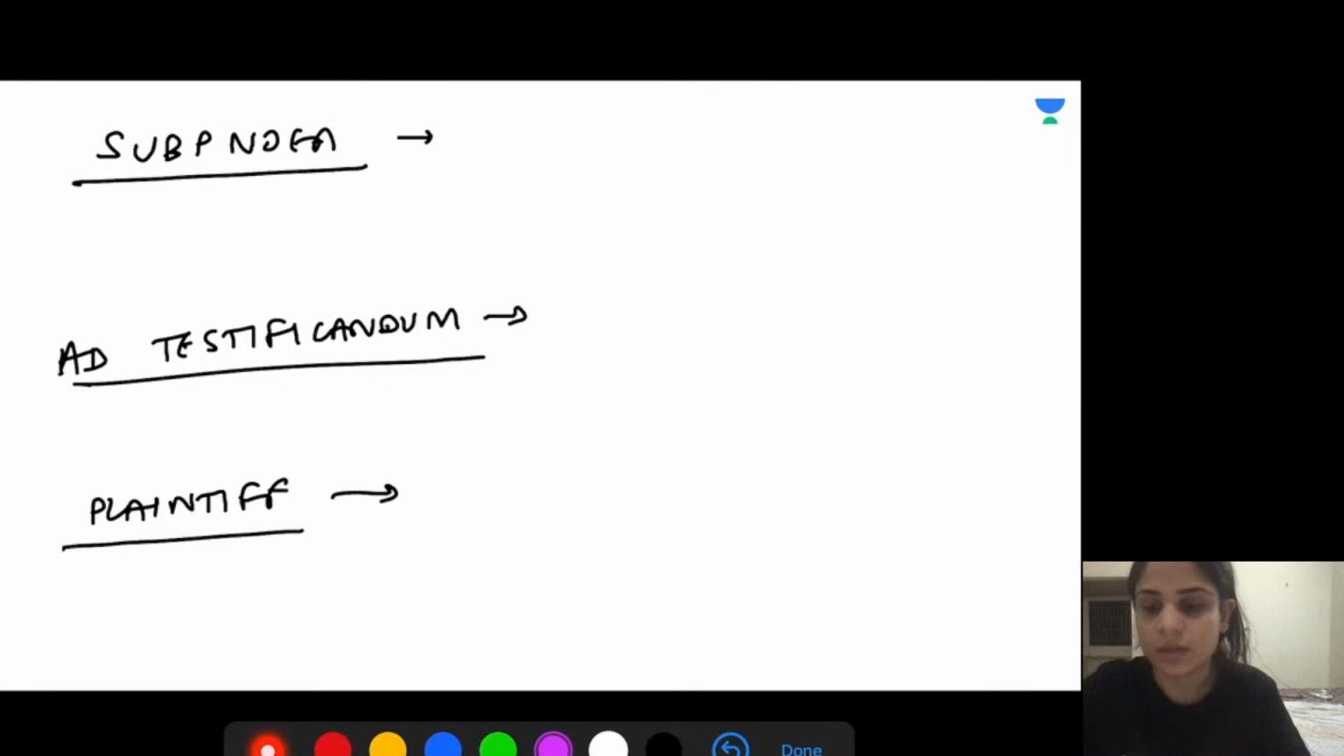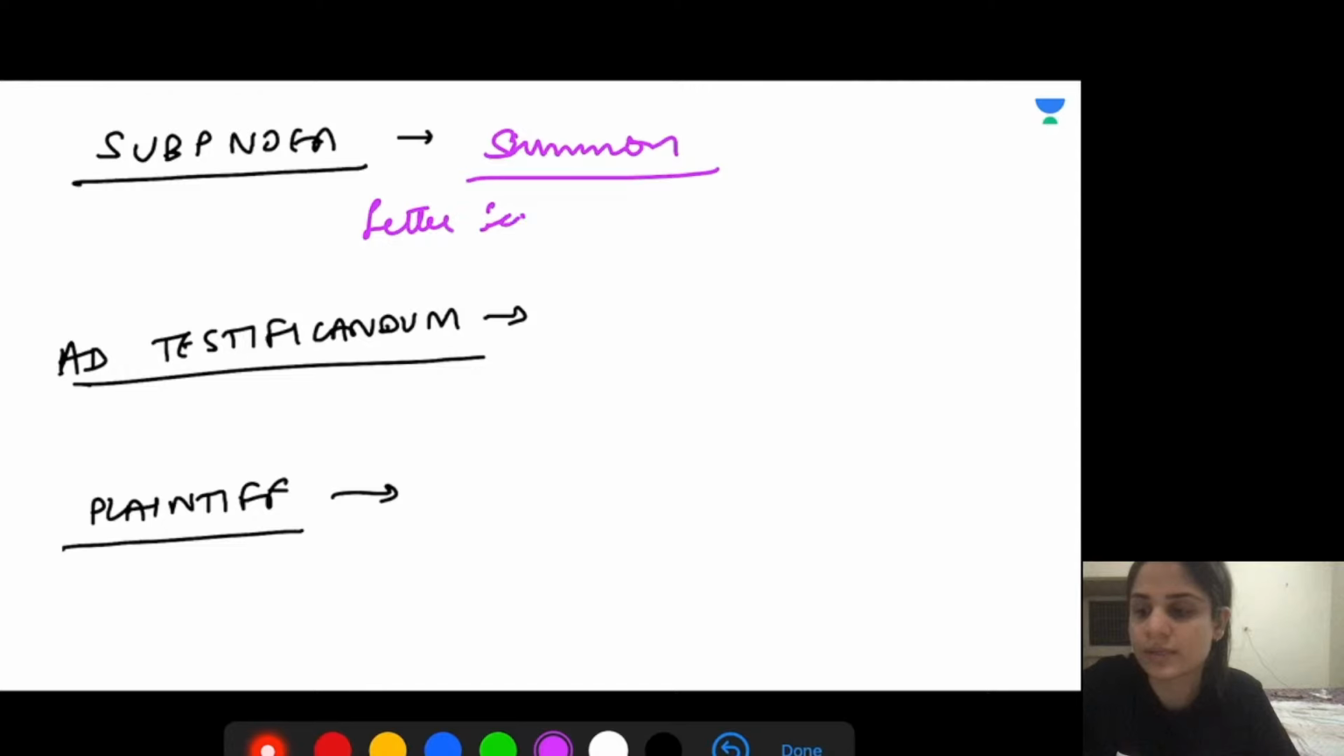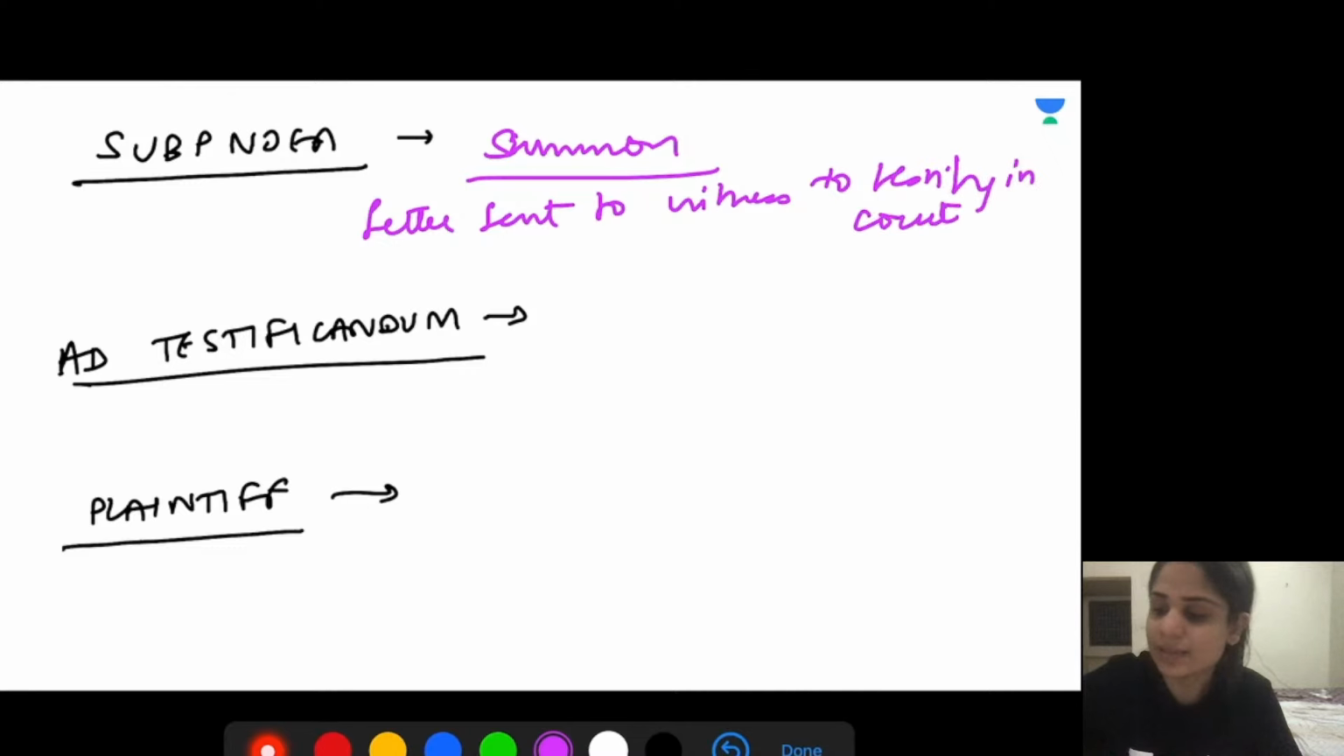They will ask you what ad testificandum means, and they'll give you 4 options: expert witness testifies, common witness testifies, or the plaintiff testifies. So you should know the answer to this. Sapnya is very easy, it is summon. It is the letter that is sent to the witness to come and testify in court. They'll tell you this date you have to come and you have to testify. Now, what is ad testificandum? It is when the common witness testifies.